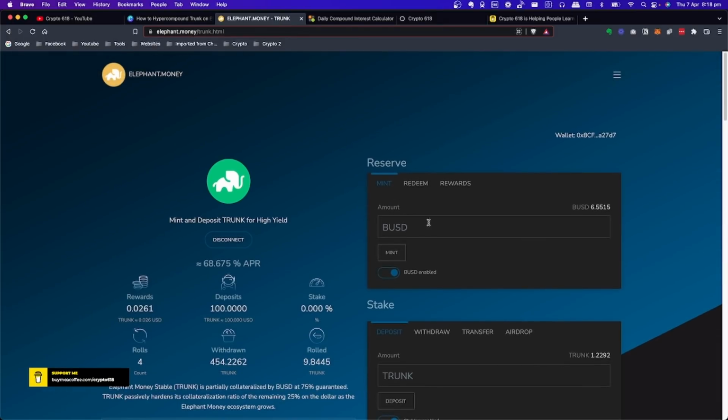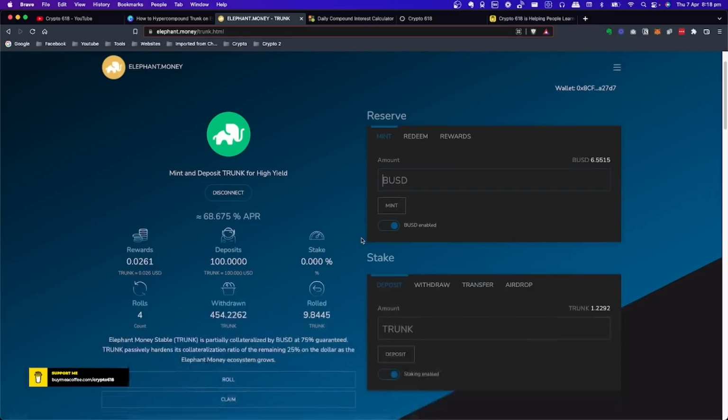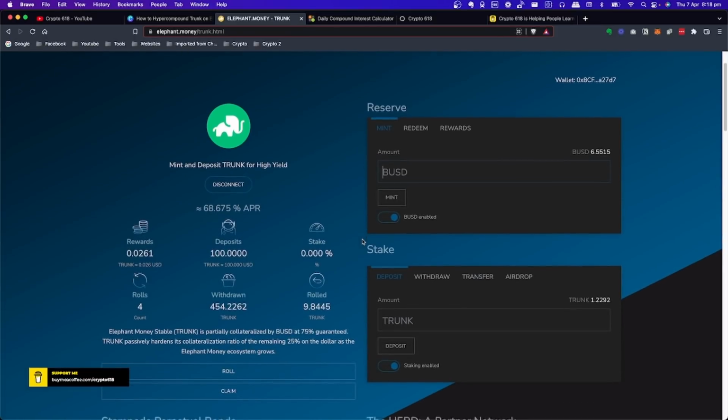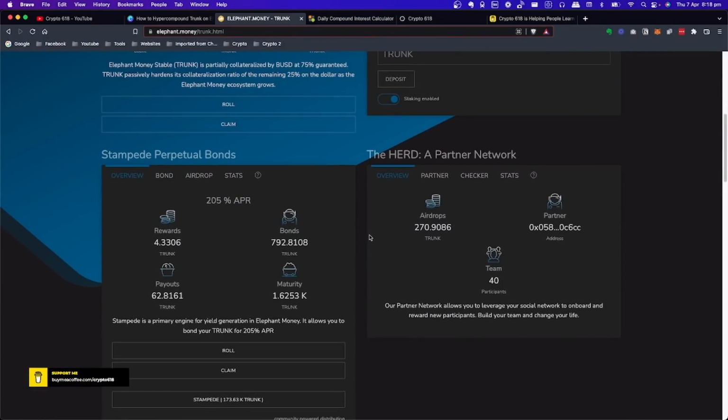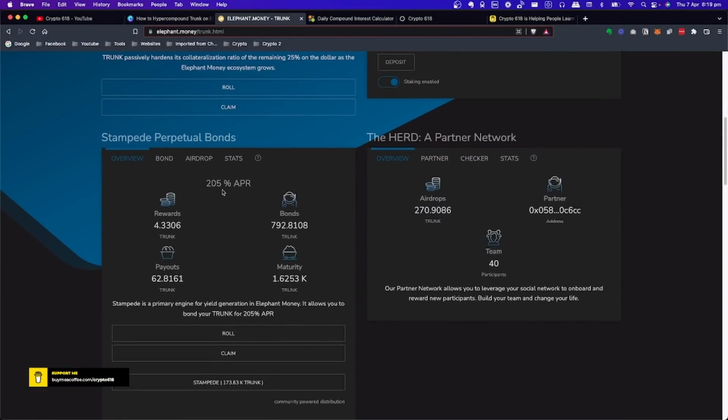There are some videos on how to mint Trunk, which you can do by typing in how much you want minted and then pressing mint. You can check out some of the other videos on how to do that. Once you've minted your Trunk from the reserve, you can come down into the bonds area, which is the bonds that we're going to put into Stampede.